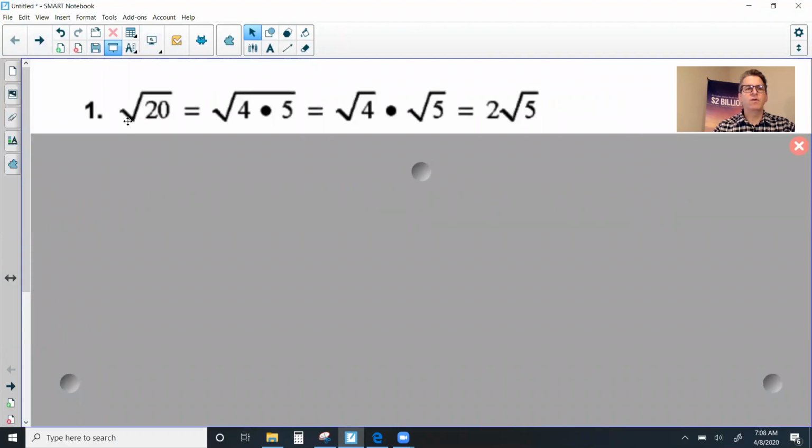Okay, so we got the square root of 20. We are trying to think of a product with a perfect square. So in this case, 4 times 5, 4 being the perfect square. Your answer is 2 square root of 5. So 20 can be expressed as 4 times 5, which is equal to the square root of 4 times the square root of 5, and simplified down is 2 square root of 5.